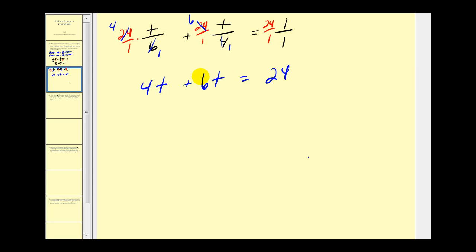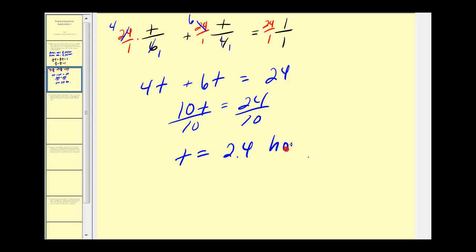So now we'll solve this equation for t. This would be 10t equals 24. Dividing both sides by 10, t equals, this would be 2.4 hours. If they work together, they can complete the job in 2.4 hours. Now if we want to know specifically how many minutes, we could convert 0.4 hours into minutes. Let's go ahead and do that.